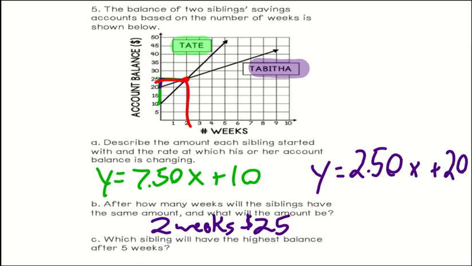All right, after 5 weeks, who has more money? Tate. I don't know why they picked 5 again, but they did. So we just go up from 5. Tate's line is higher. It has more money. Any questions?